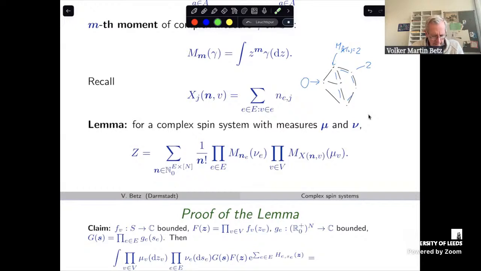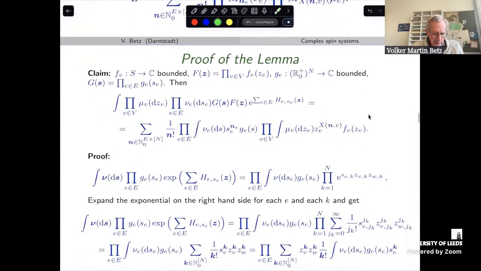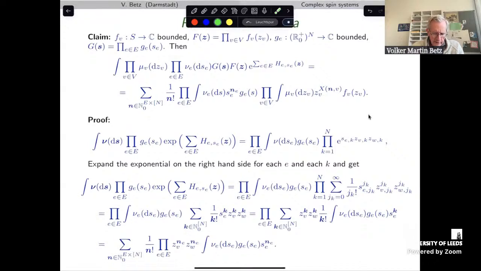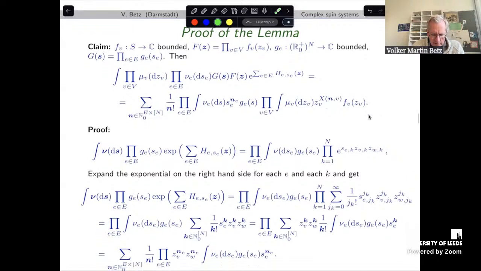partition function. And okay, there's a proof, but I'm running relatively late already. So the only thing, I mean, you can look at it. I guess you have access to the slides. It's not that difficult. So it's actually a more general thing. So you can actually get a formula that integrates functions that are products of vertex functions and products of edge functions, and you can integrate those functions with respect to this complex spin system measure, and you get a formula that looks similar.